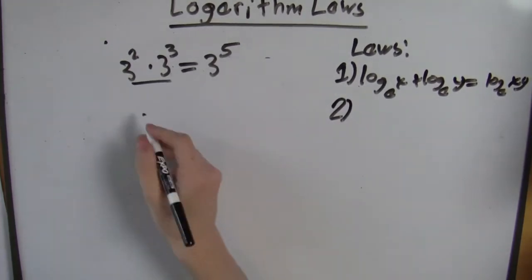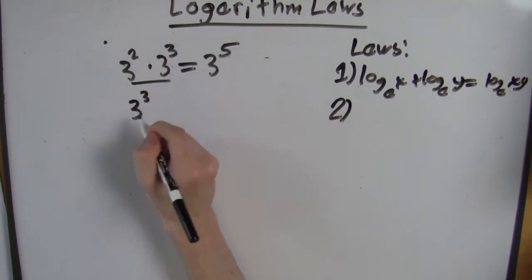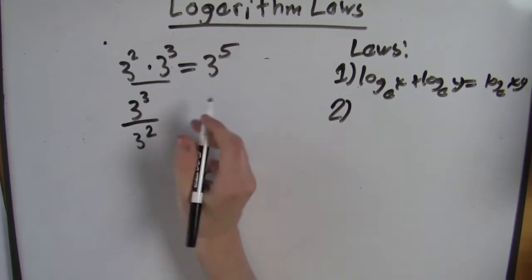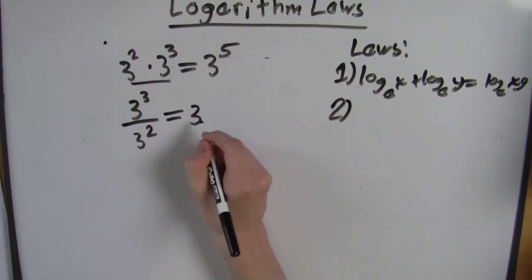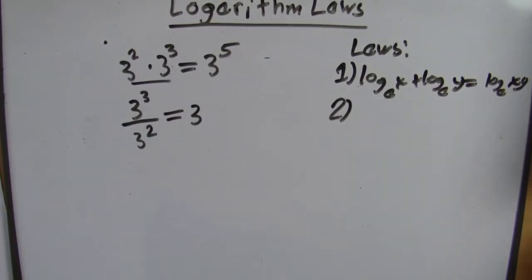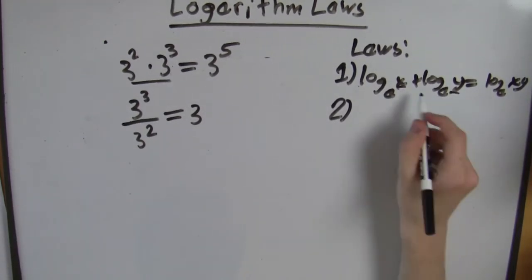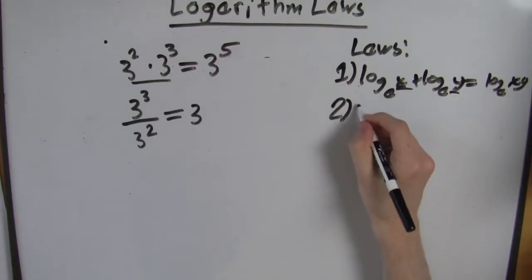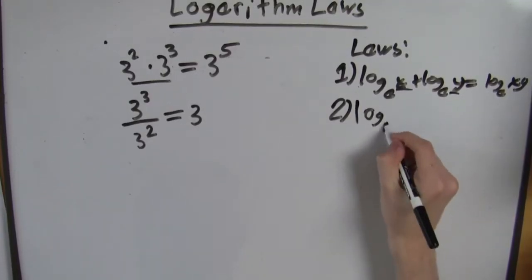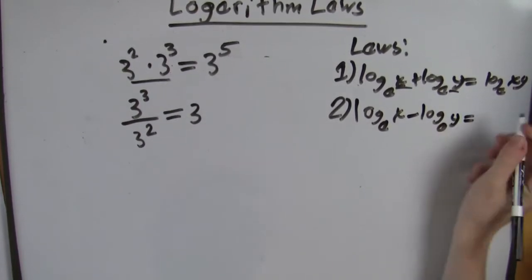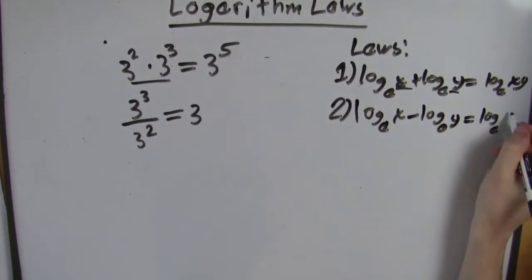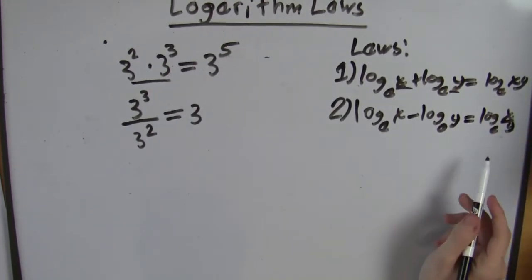What's number 2? Well, we know that when we're dividing exponents, we subtract powers. That simplifies down to simply 3. That says that if I'm subtracting logarithms, I divide the values. So our second law is log a of x minus log a of y equals log a of x divided by y. That's another rule that we can use.